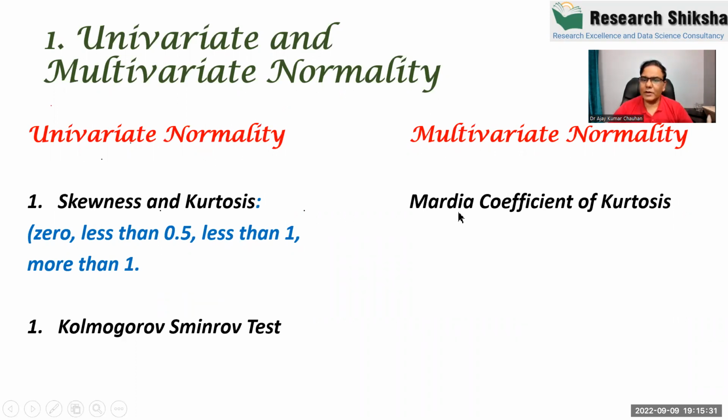Multivariate normality is measured by Mardia coefficient of kurtosis. And the Mardia coefficient of kurtosis, ideally, it should be less than the number of statements. Suppose you are having 50 statements in the model. So the Mardia coefficient of kurtosis should be less than 50. This is the ideal value of Mardia coefficient of kurtosis. However, there is no literature available about Mardia coefficient of kurtosis which is saying some standardized value. But from a mathematical point of view, we know that the Mardia coefficient of kurtosis should ideally be less than the number of statements in the model.